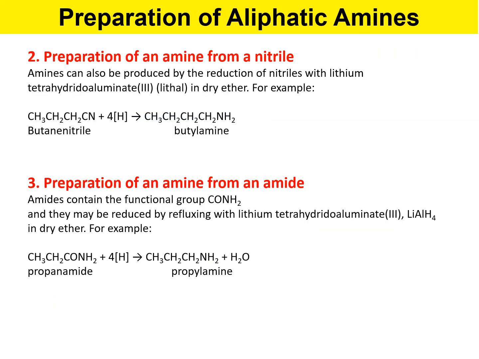Amines can also be produced by the reduction of nitriles with lithium tetrahydroaluminate(III), otherwise known as LiAlH4. The reducing agent is represented by a hydrogen in brackets in the equation. The nitrile is refluxed with LiAlH4 in dry ether.